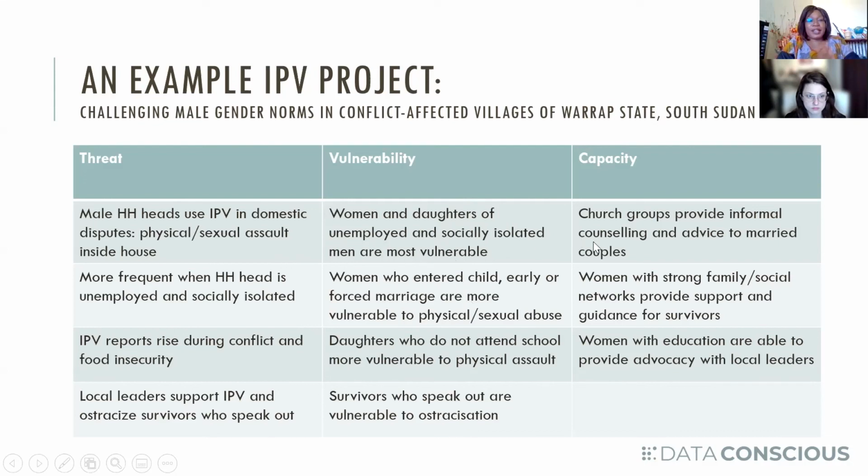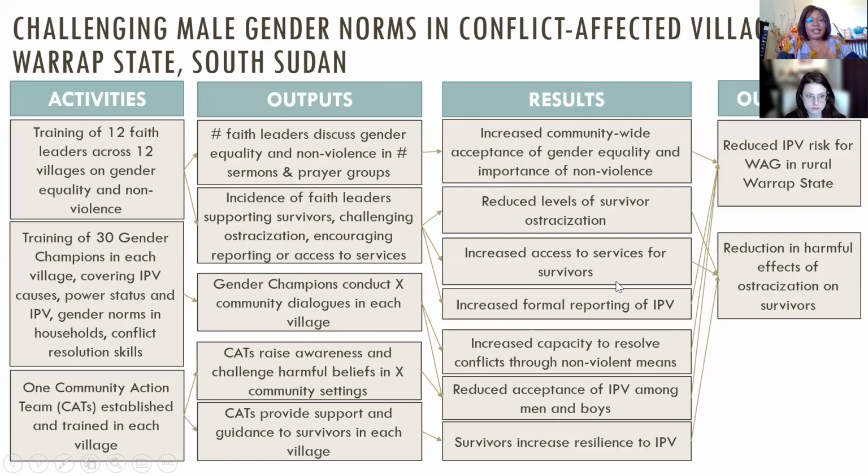In terms of capacities of people and groups to mitigate that threat or that risk, we have church groups who are providing, in their pastoral services, informal types of counselling and advice to couples as part of their pastoral activities. We have women with strong family or social networks who are able to provide support and guidance to survivors. And we have women with education who are able to provide advocacy towards the local leaders to reduce that ostracization. So then we have a log frame, again, entirely fictional.